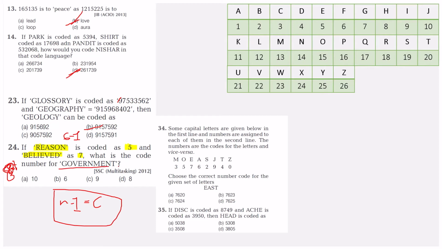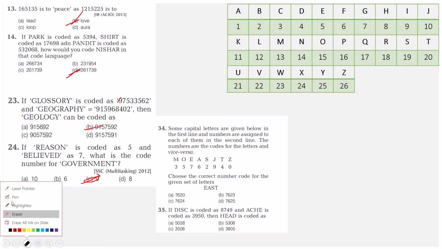So this is the formula for that. If you take government and count 1, 2, 3, 4, 5, 6, 7, 8, 9, 10, 10 minus 1 is 9, so option C. N minus 1 equals c. That's not a real formula, just an assumption formula. Okay, let's move on to the next questions. We have a lot to solve. The 34th one is very, very easy. Even a small kid can solve that.